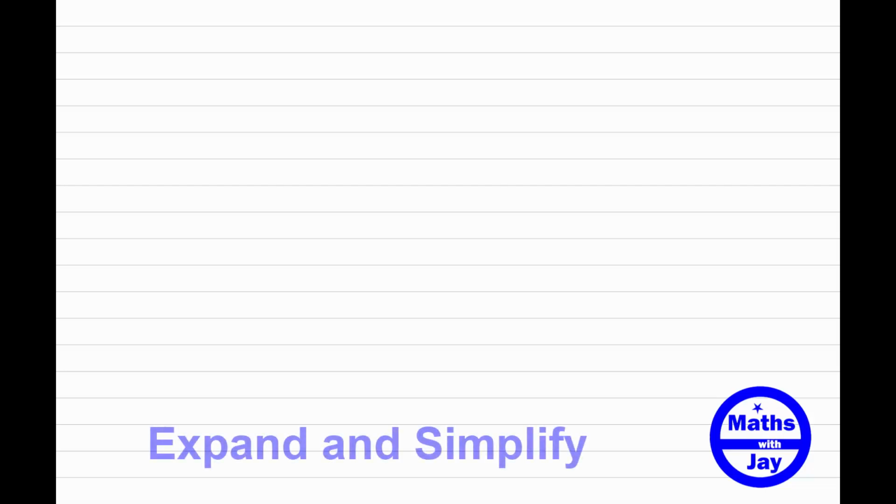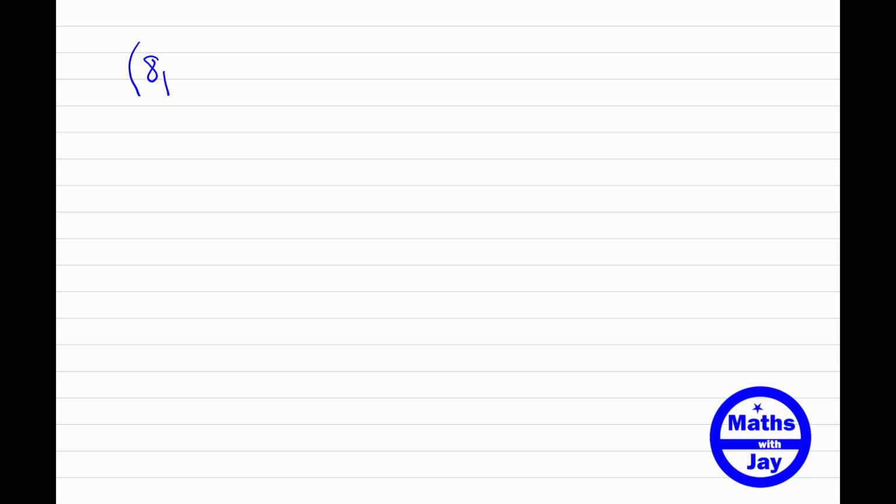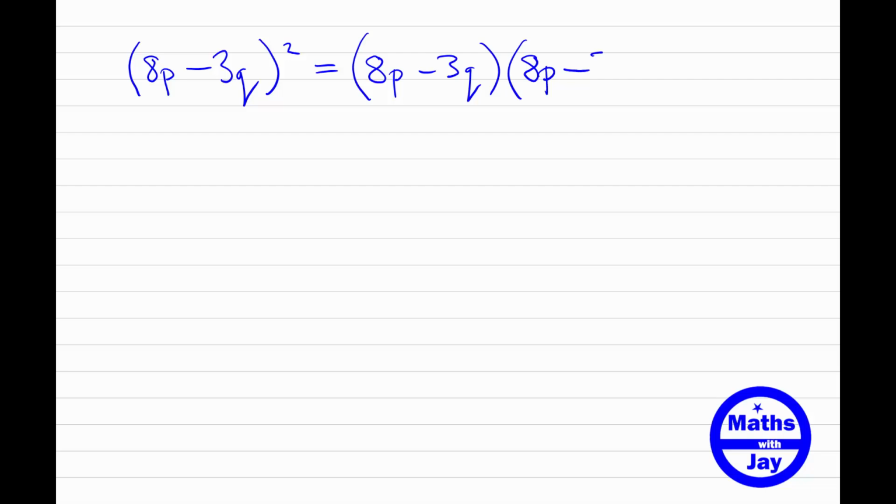So we're going to expand and simplify (8p minus 3q) squared. So one way of thinking about this is simply to say, well, if we're squaring the thing, it's everything that's in this bracket, then it just means that we're multiplying 8p minus 3q by 8p minus 3q.